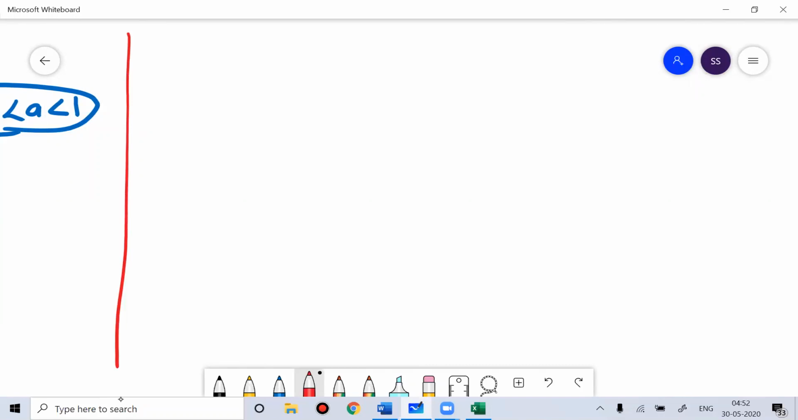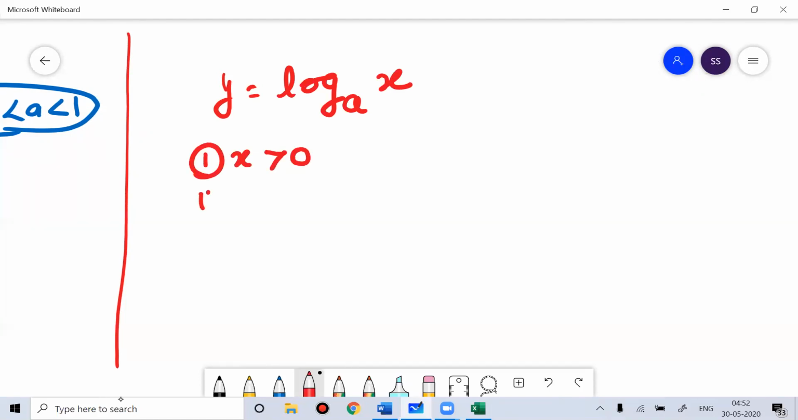Now the next important thing: if I want to find the logarithm of any number, if the base is a, or if you write y equal to log base a of x, I told you that whenever you work on logarithm, x should be greater than 0, a should be greater than 0, and a should not be equal to 1.